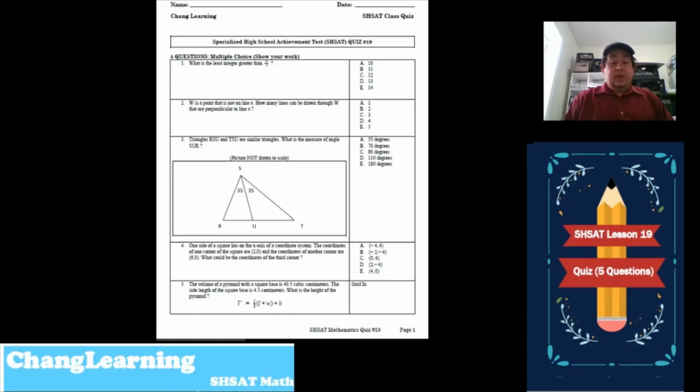Question 5. The volume of a pyramid with a square base is 40.5 cubic centimeters. The side length of the square base is 4.5 centimeters. What is the height of the pyramid? The formula provided is volume of pyramid equals 1/3 length times width times height. Please express your final answer as a number in the grid.